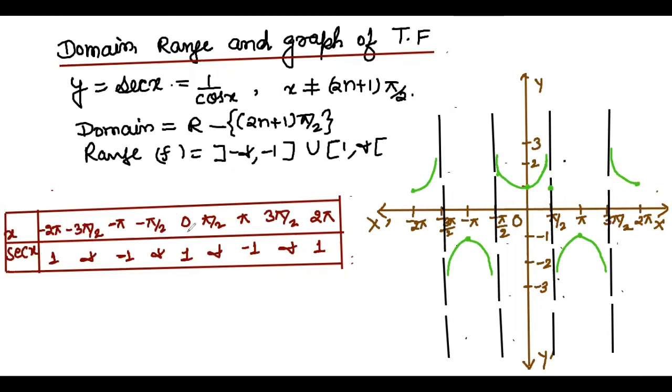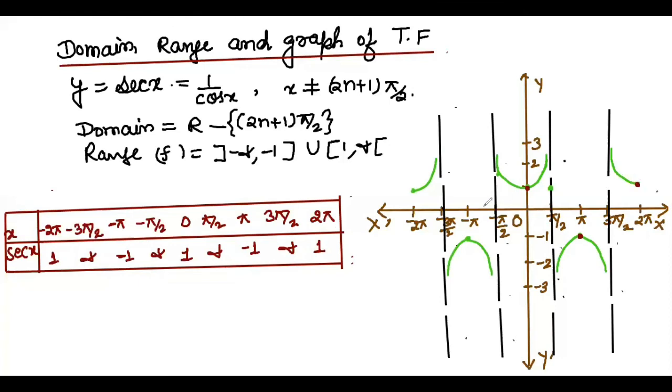We know that sec of 0 is 1. And after that, sec of pi by 2 is infinity. For showing infinity, we have drawn a dotted line, because we can't show it on the graph. So at the place of infinity we are showing dotted lines, meaning at odd multiples of pi by 2, at pi by 2, 3 pi by 2, -pi by 2, -3 pi by 2, I have shown dotted lines. Next, sec of pi is -1, then sec of 3 pi by 2 is again infinity, then sec of 2 pi is 1.